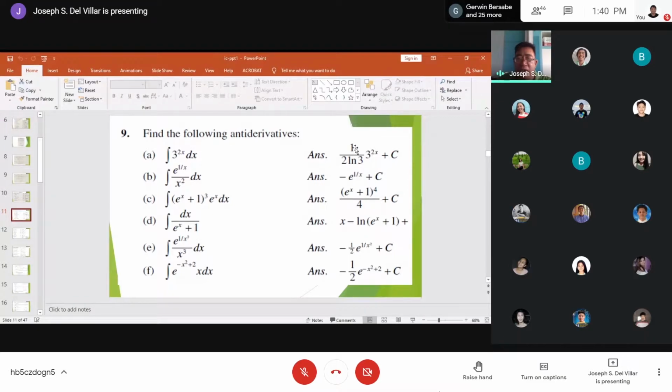It should be 3 to the 2x all over 2 ln of 3 plus c. Or it can also be 3 to the 2x all over ln of 9, because the 2 will go up as an exponent to 3, so ln of 3 squared, and 3 squared is 9. So the final answer here should be 3 to the 2x all over 2 ln of 3 plus c, or 3 to the 2x over ln of 9 plus c. Okay, any questions?